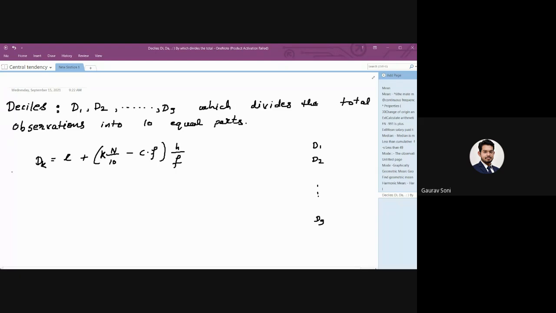Now, the second question was, which decile will be equal to the median? Fifth, exactly, because if I put 5 into n by 10, that will become n by 2.